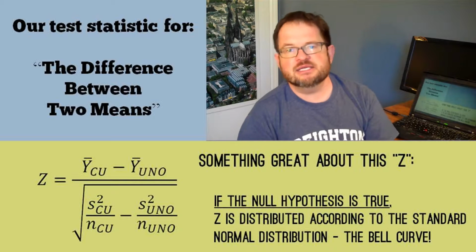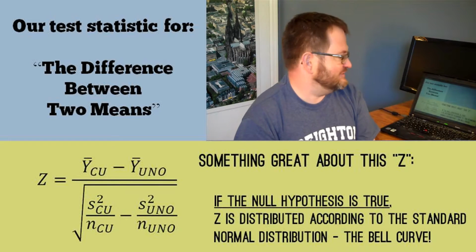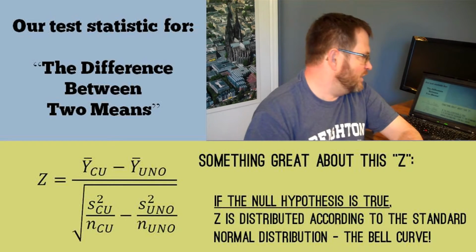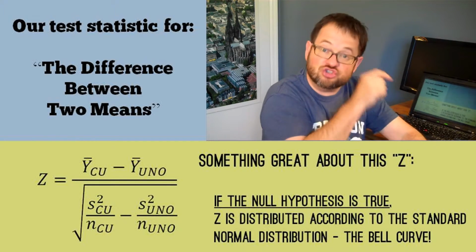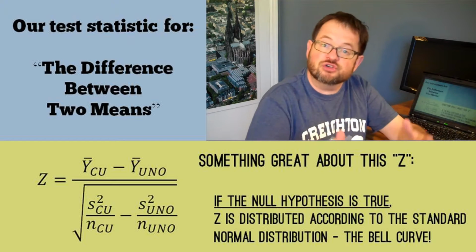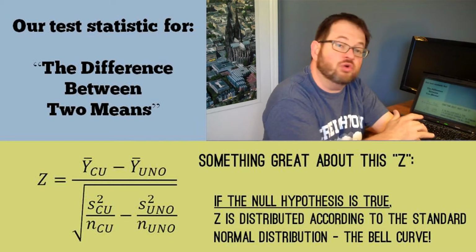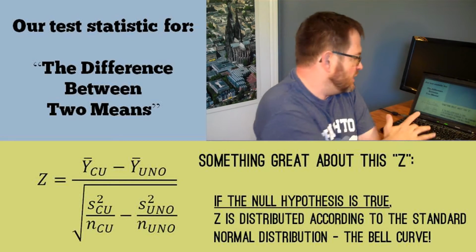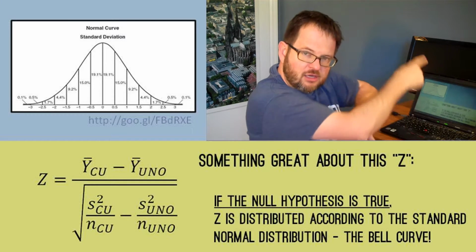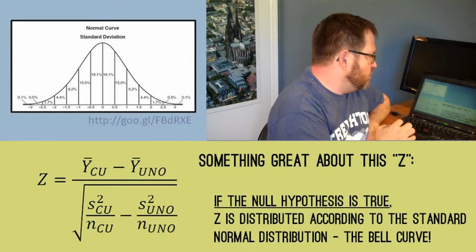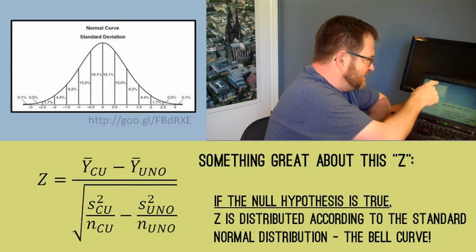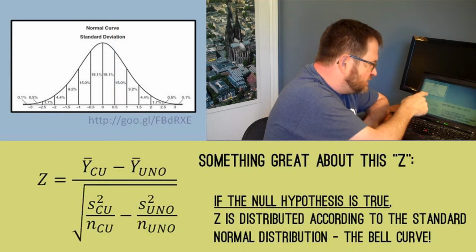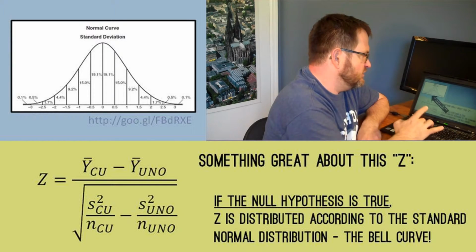Z is brilliant. This Z statistic was derived in such a way that it has great properties, and one of those great properties is that if the null hypothesis is true, Z will be distributed according to the standard normal or bell curve, which looks like that, okay? And so if H0 is true, we would expect Z to be mostly under the hump of this distribution and every now and then way out in the tails.